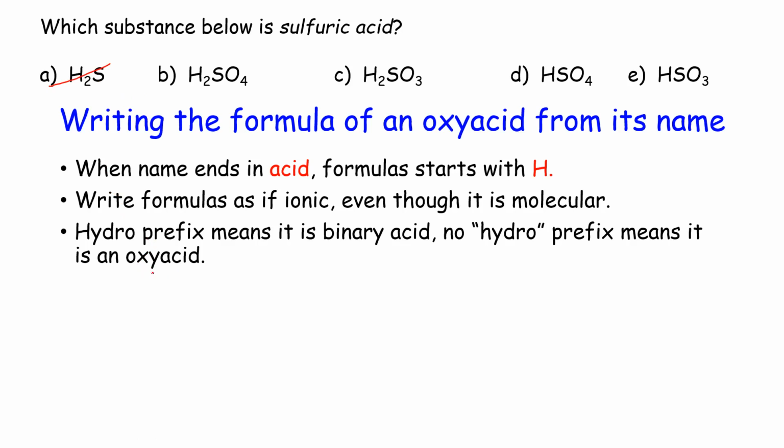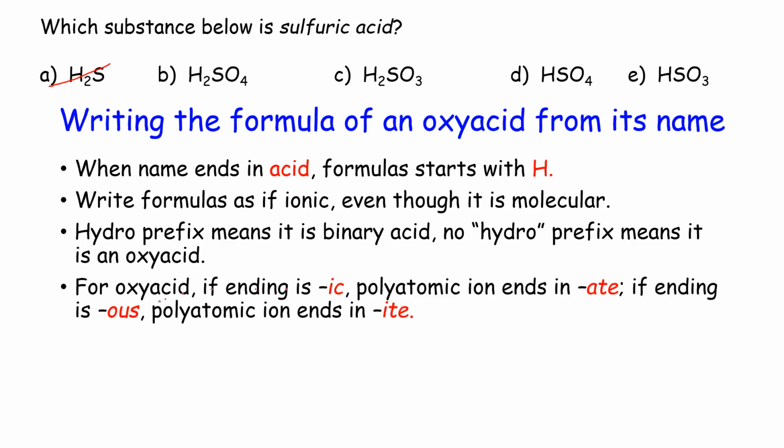If it's not a binary, it has to be an oxy acid, which means the acid contains oxygen or polyatomic ions. Then we have B, C, D, E. They all have the polyatomic ions or oxy ions. So all of those 4 could potentially be the choice. Now let's further go through this filter. For oxy acid, we already ruled out the binary acid.